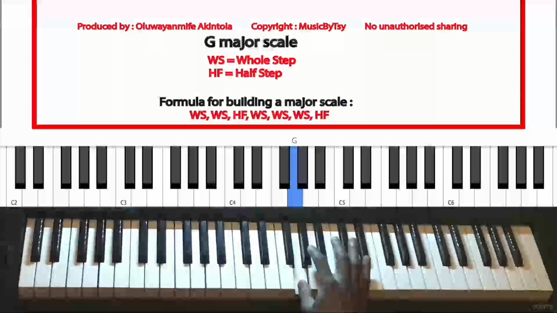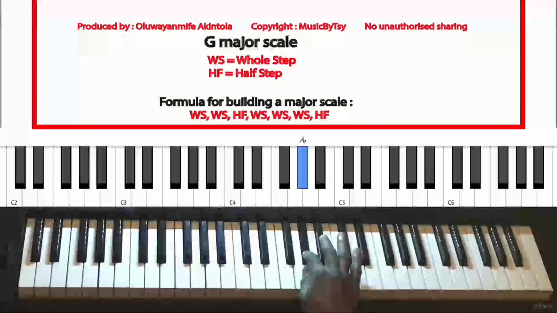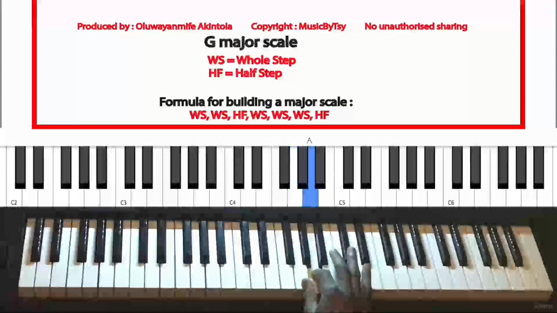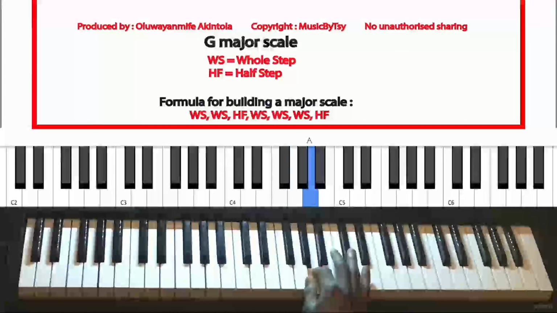Now just before we start, just to remind you, whenever you move from one key to the next key, that is known as taking a half step. So whenever you move from one key to the next key without skipping any key, that is known as taking a half step. Whenever you move from one key to another key and you skip a key in between, so for example, if you move from the key of G to the key of A, you've skipped a key in between, therefore you've moved by a whole step.